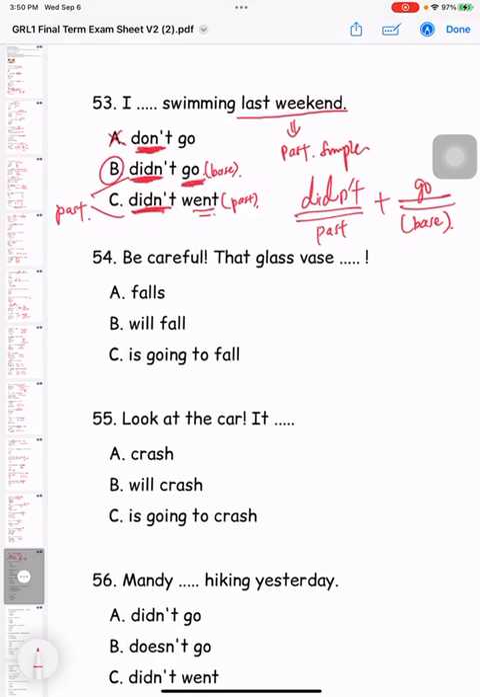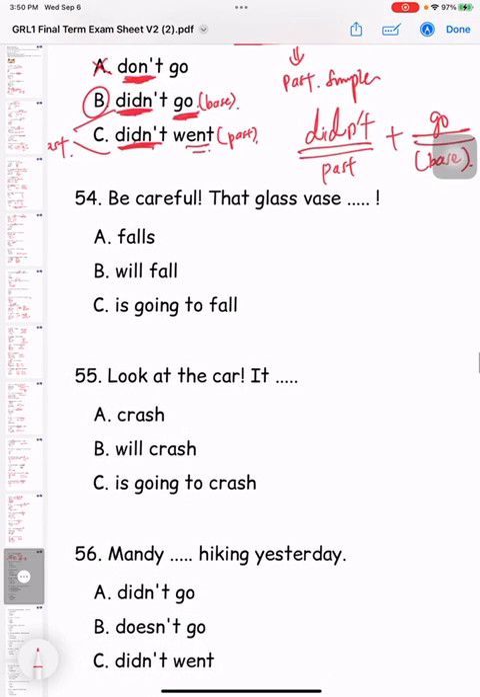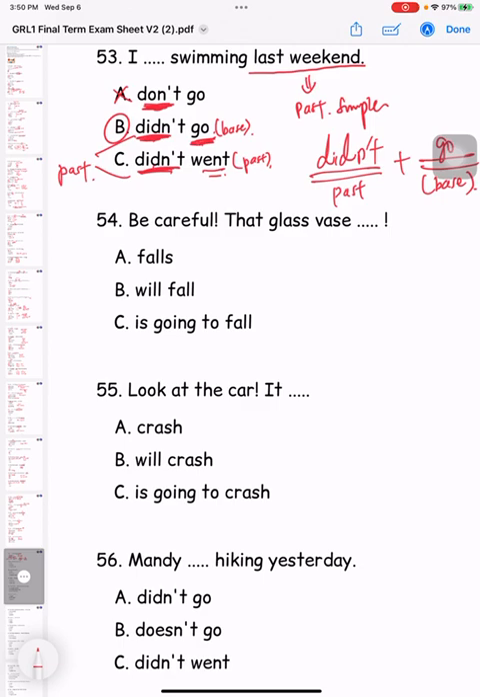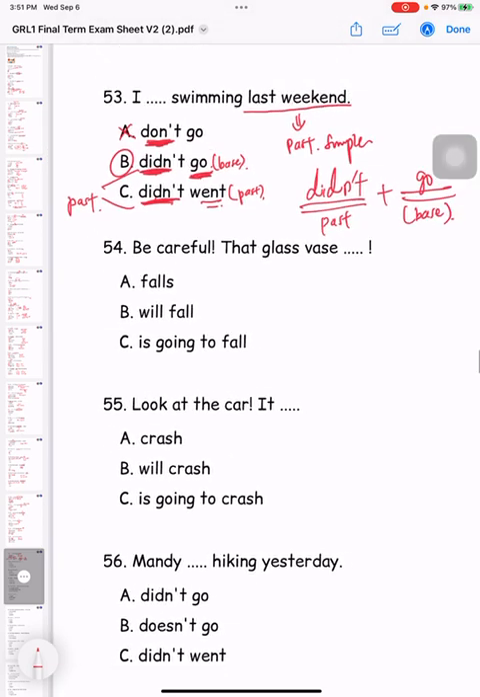Okay, now look at 54. Be careful, that glass vase. Which one is the correct answer? Look at this, be careful. This is about future simple tense right now. So that glass vase is about to fall, it's going to drop. So this is something in the future, right? Something in the future cannot choose A. We can only choose B or C. Which one is the correct one?